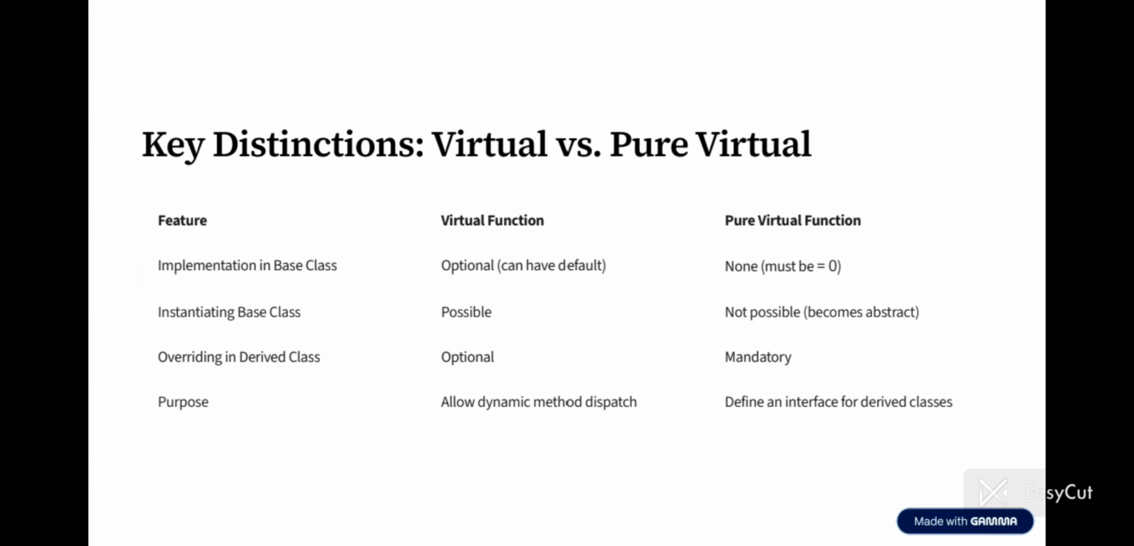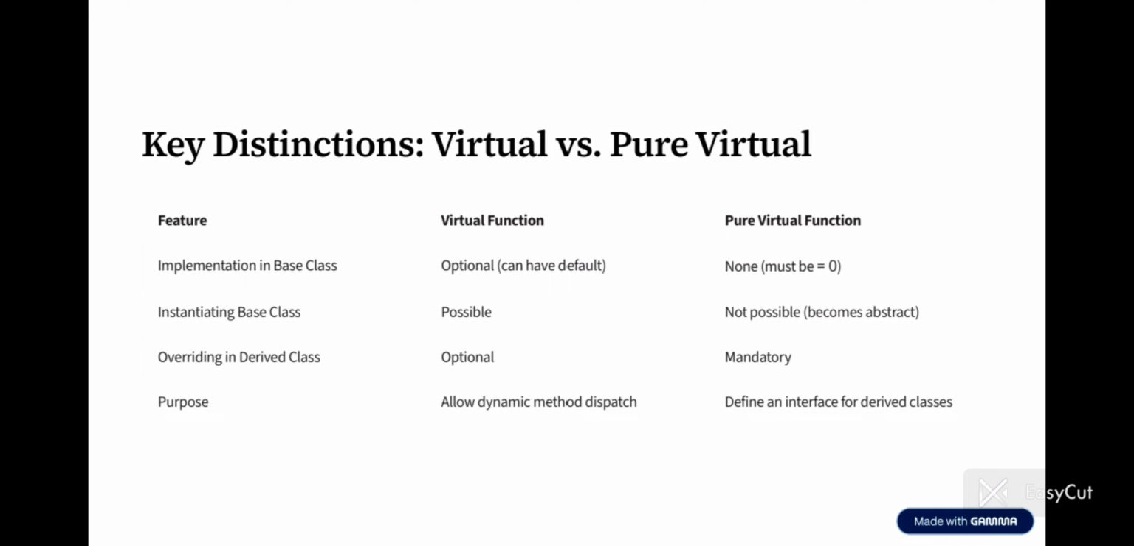Key distinctions: virtual versus pure virtual. Feature: implementation in base class. In a virtual function, it is optional. In a pure virtual function, none. Instantiation of the base class: with a virtual function, possible. With a pure virtual function, not possible, it becomes abstract.